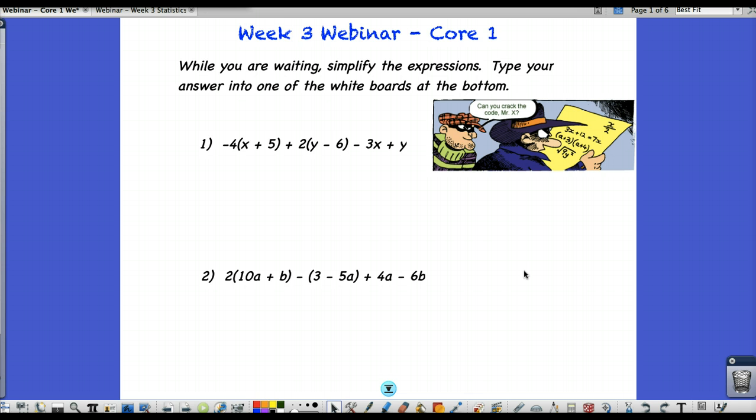Now, if you guys think about these problems, the stuff inside the parentheses, the x and the 5, those can't be combined, right? Those aren't like terms.